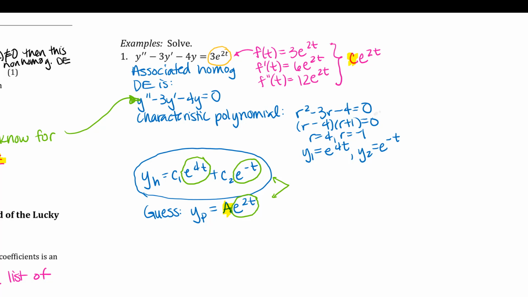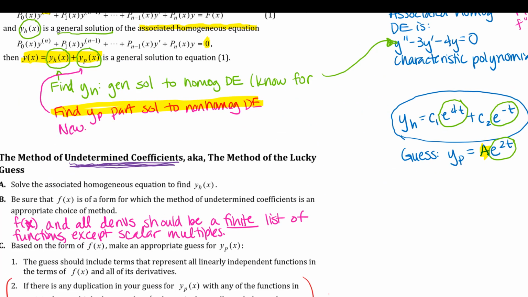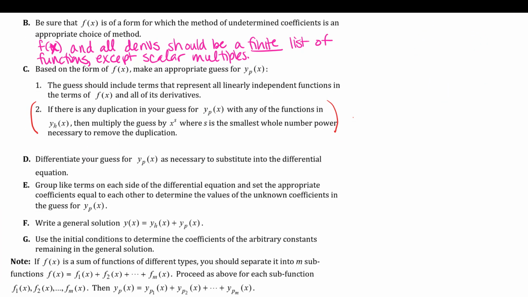So I don't have to worry about that on this problem. We will look at some later examples where we have some duplication. Be sure you watch those videos because those are a little bit harder. So the guess I'm going to be able to use is just y equals a e to the 2t. Okay, so I'm just going to kind of talk through these next two steps here a little bit, and then we'll go finish up.